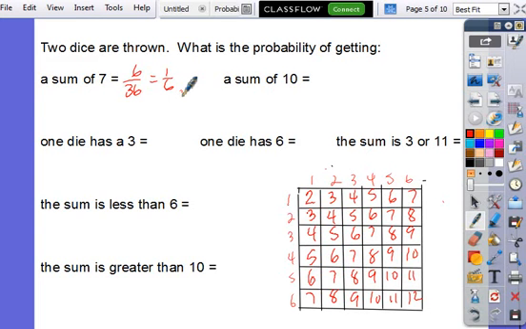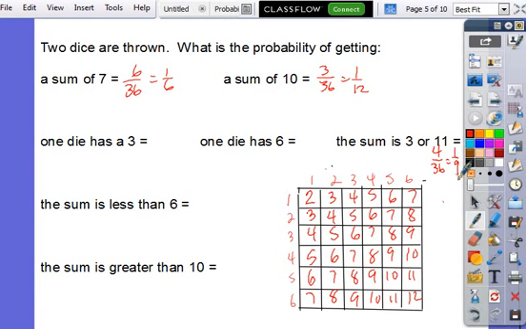Yeah, I was going to say, 1, 2, 3. Oh, it's like a die. Yeah, you're seeing how many are in that chart. Now let's skip the one that says one die for right now and do the sum ones. The sum is 3 or 11. So how many 3s do I see? 2. How many 11s do I see? 2. That's a total of 4 out of 36, which is 1/9.